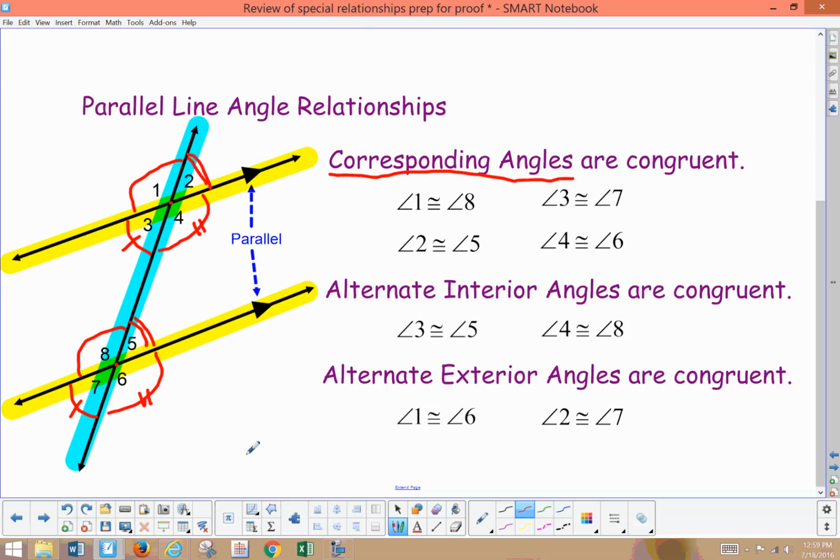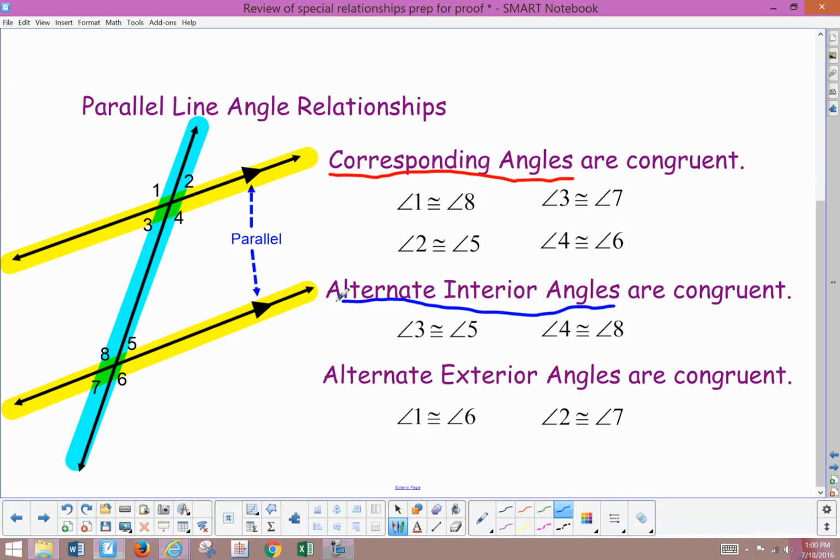So this is what we mean when we talk about corresponding angles. We have to make sure we remember all of these parallel angle relationships when we move into the rest of the unit. We'll get rid of those markings and we'll take a look at alternate interior. Remember alternate interior angles. Alternate interior angles are also congruent when we have parallel lines.